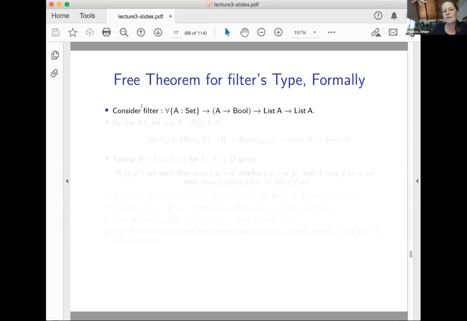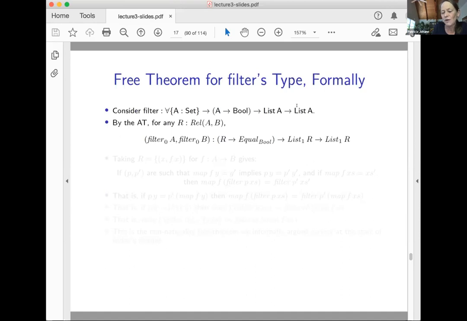So suppose I have a function that has filter's type. So notice I say the free theorem for filter's type, not the free theorem for filter, because again, it doesn't matter if it's filter or not. So let me look at a function that has filter's type. The abstraction theorem tells me that if I have a relation between A and B, then the set interpretation of filter at A and the set interpretation of filter at B are related at the type I get. And so now I have to interpret this thing at the relational level.